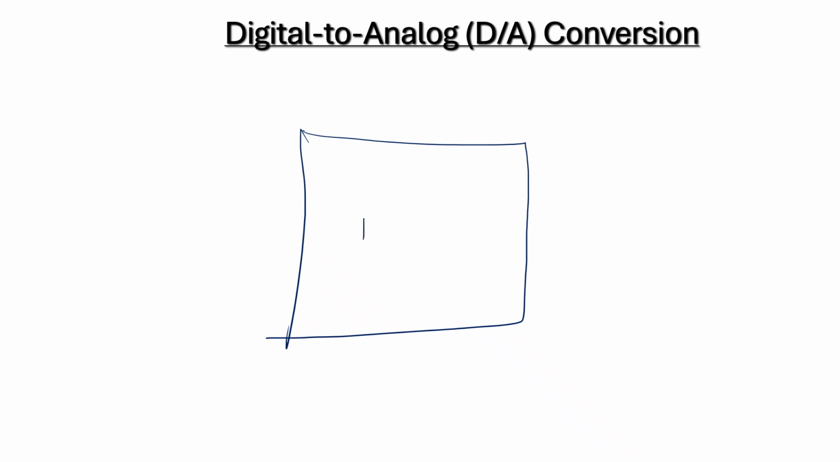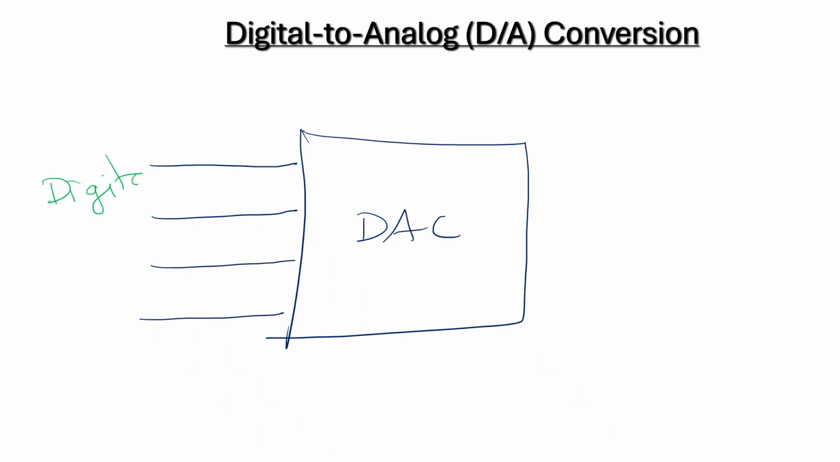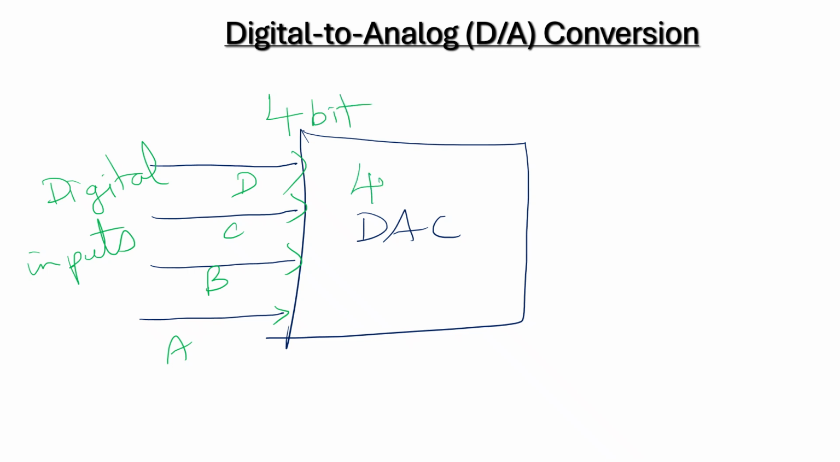For example, the digital signal, as we know, will be fed in terms of zeros and ones. These are the digital inputs: A, B, C, D. So four inputs are there. We call this 4-bit, so the name of the DAC will be a 4-bit digital to analog converter.